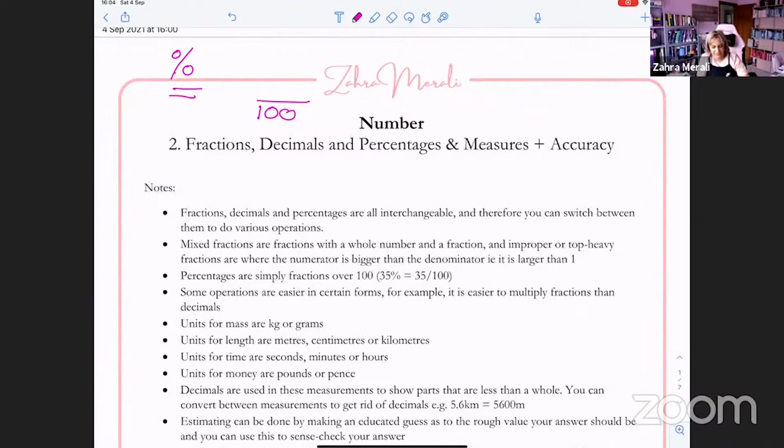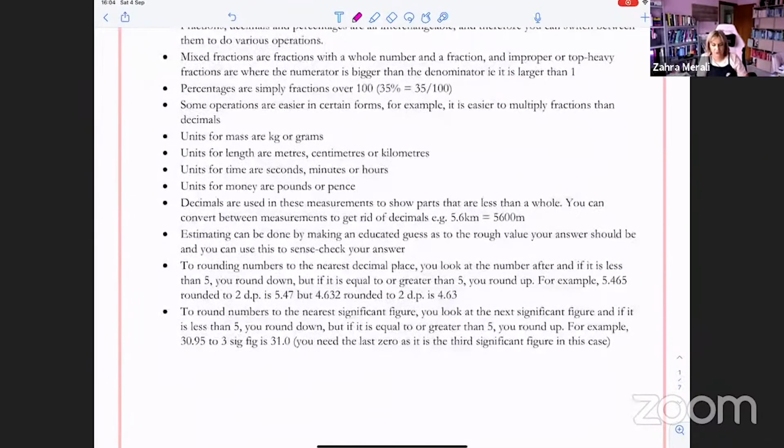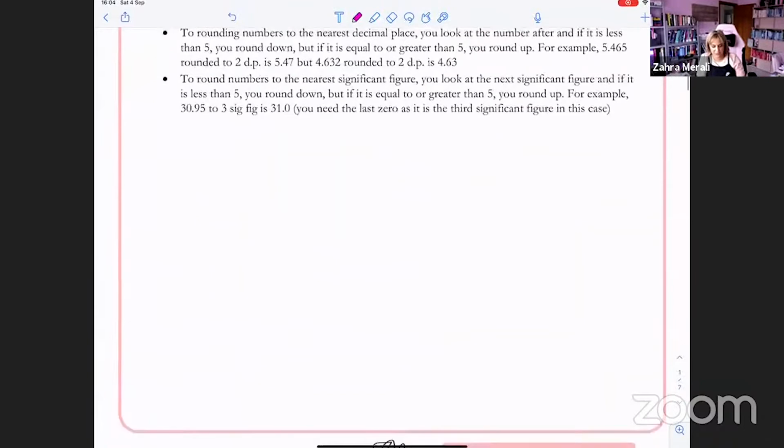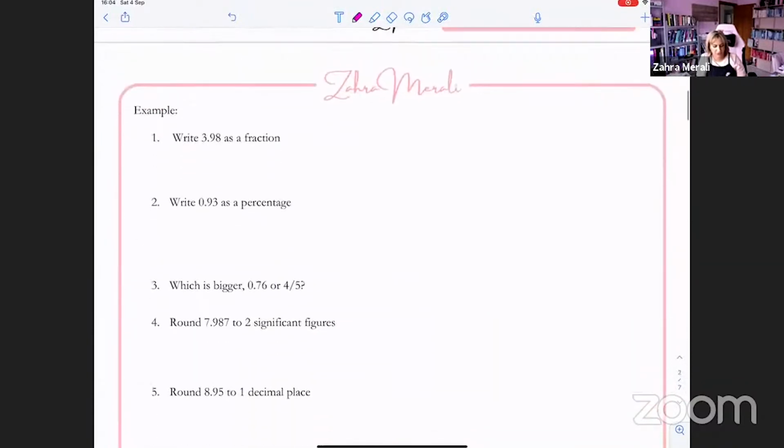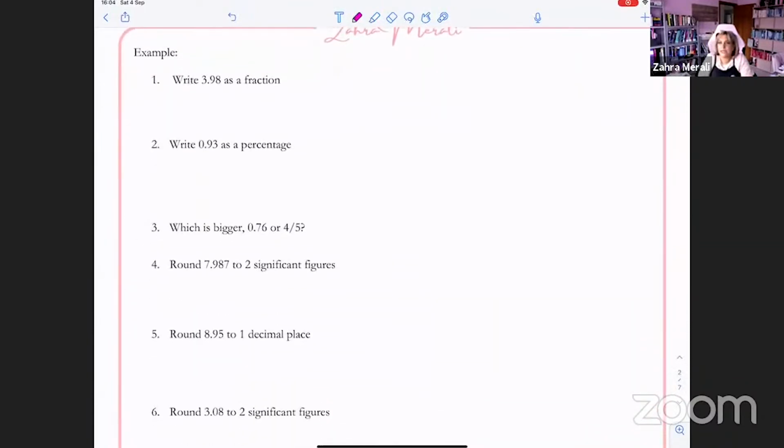Okay, so let's start looking at some questions. We'll also look at some rounding and so on as well. So we've got 3.98, and we're going to look at it as a fraction. So let's think about it. What is 0.98? If you remember from very early on at school, you'd have done hundreds, tens, units, a decimal place, and then tenths, hundredths, thousandths, and so on.